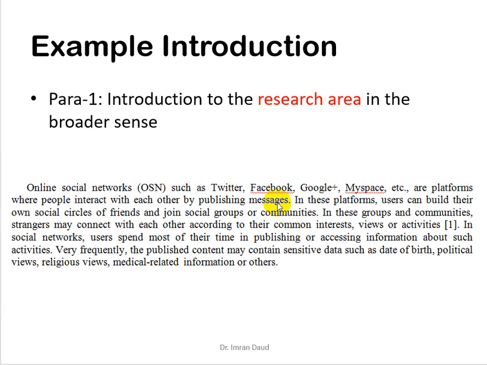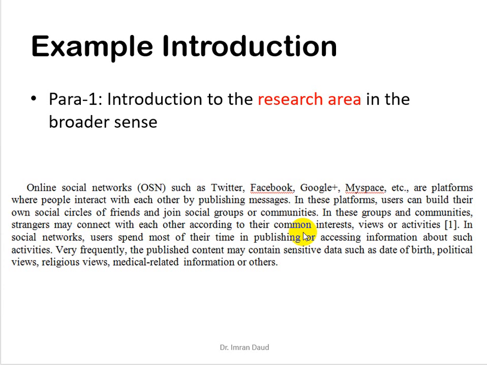So in the first paragraph, we talk about the platforms where people publish and interact, and in these platforms, users can build their own social circle of friends and join social groups or communities. Then in the next sentence, the third sentence relates to the previous one: in these groups and communities, strangers may connect with each other according to their common interests. So we are also building a scenario toward the problem statement.